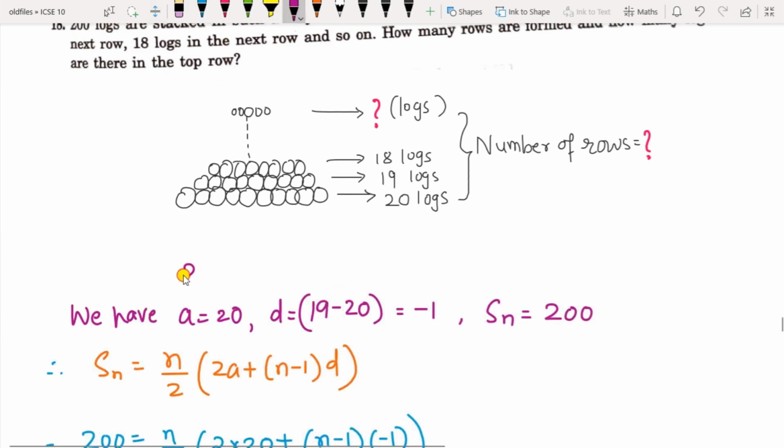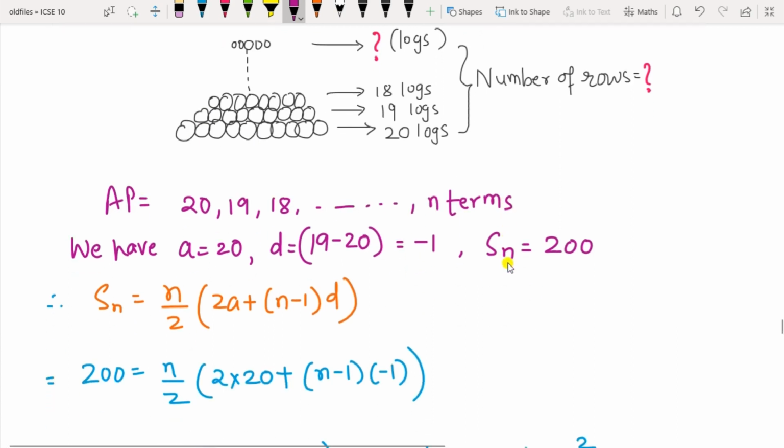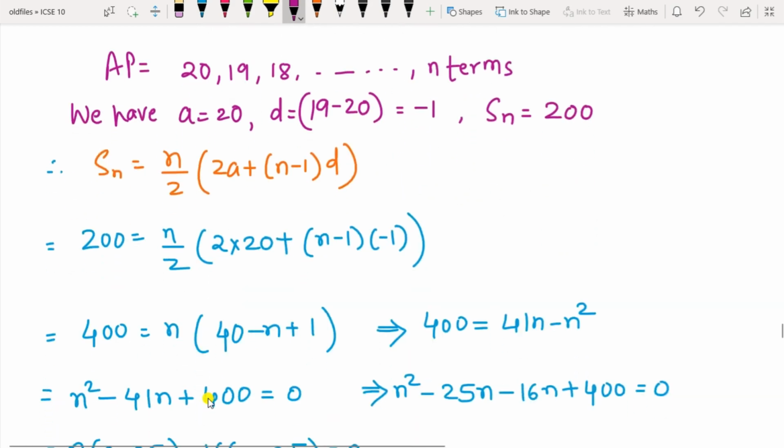So the AP here is 20, 19, 18 and so on up to n terms. This n you have to find. So a is 20, d is minus 1 and the total logs has been given as 200. So apply the formula for Sn, and you get the value of n here.